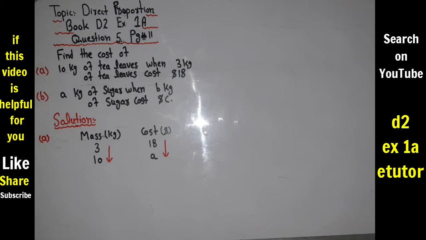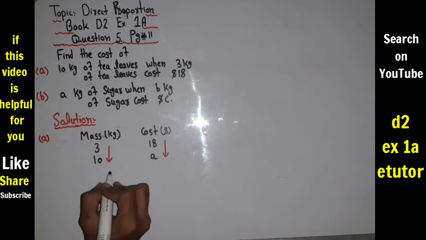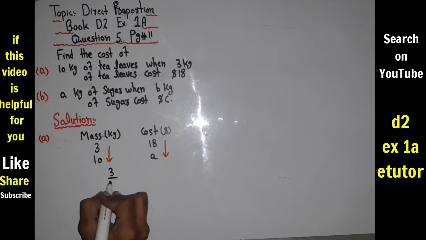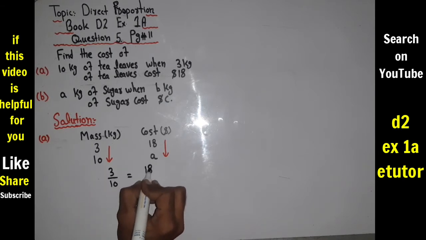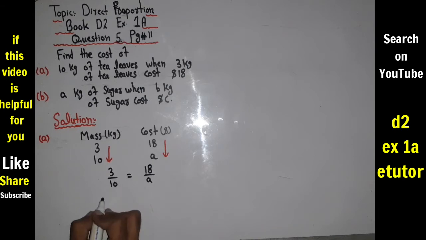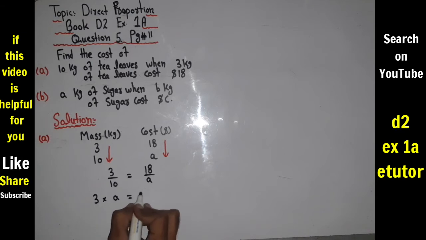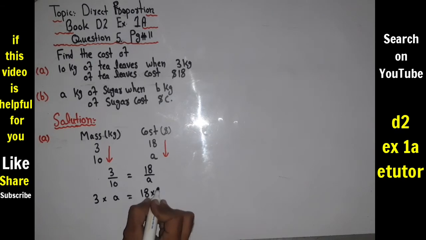Okay, now we will write it in the form of fraction. So we will write 3 by 10 equal 18 over a. So this will be 3 multiplied by a equal 18 multiplied by 10. So a will be equal to 18 multiplied by 10 divided by 3.